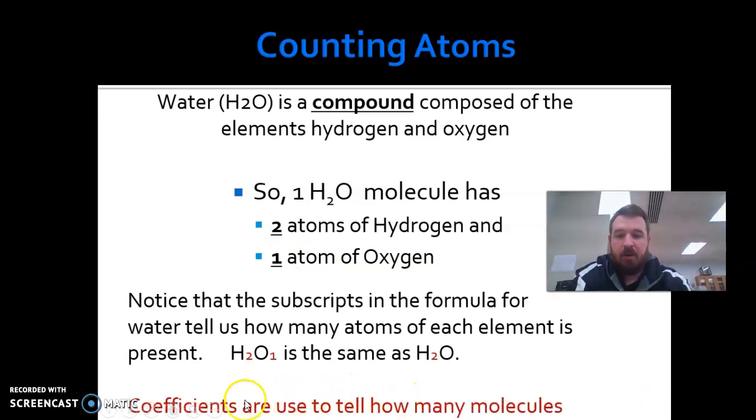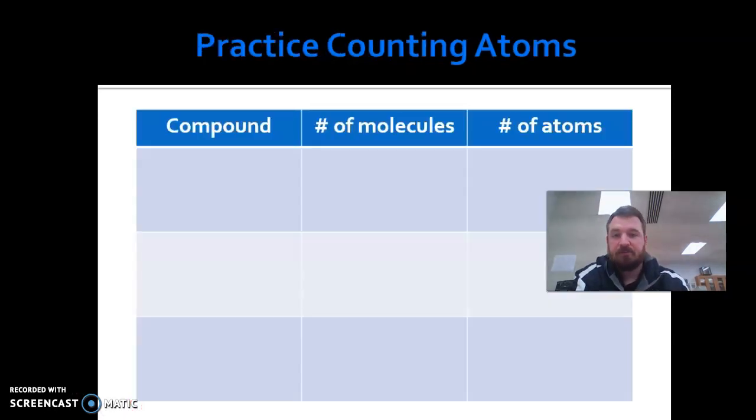All right, now coefficients, on the other hand, are the big number out front. Okay, so subscripts are going to be our little numbers following the elements, but before our element or compound, sometimes you will see a number, and that number tells us how many molecules we have. All right, so we're going to do a little bit of practice together, and then I'm going to give you some practice to do on your own.